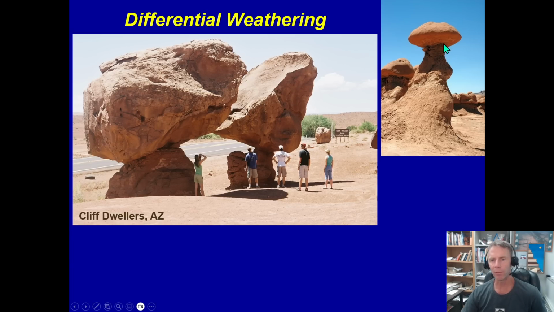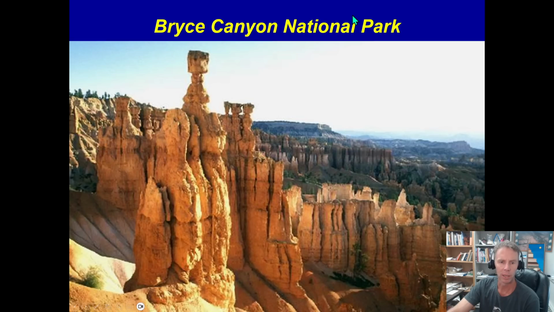Same thing here in the upper right photo. This is Goblin Valley. You've just got a little bit more resistant unit on the top there. Probably, again, a sandstone, fine-grained sandstone, probably in this case, and some mudstone here. So you end up with this fun little kind of mushroom capstone looking feature. And a place like Bryce Canyon National Park is another great place to look at when talking about differential weathering.